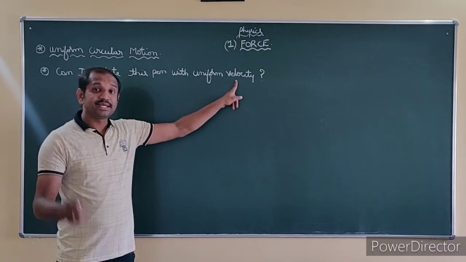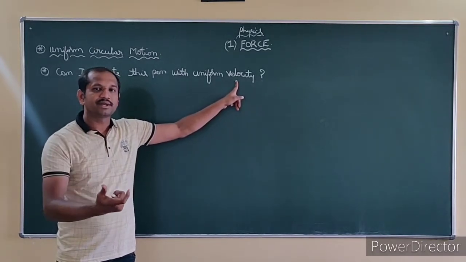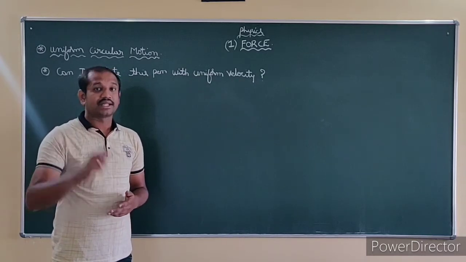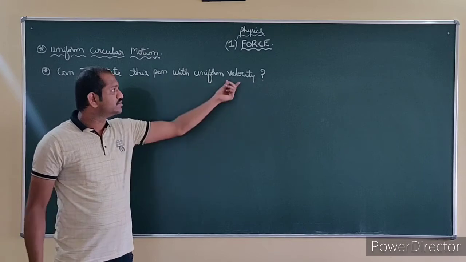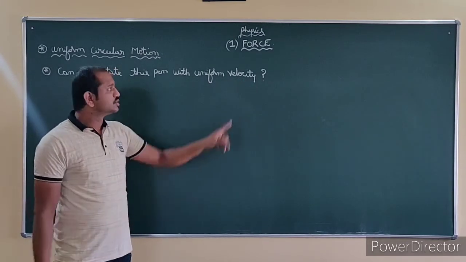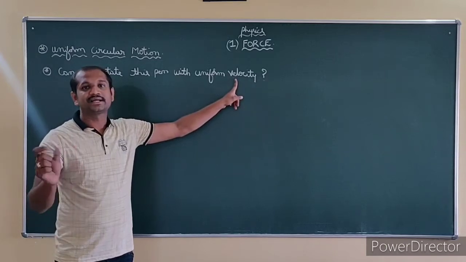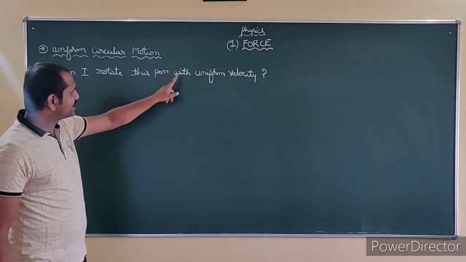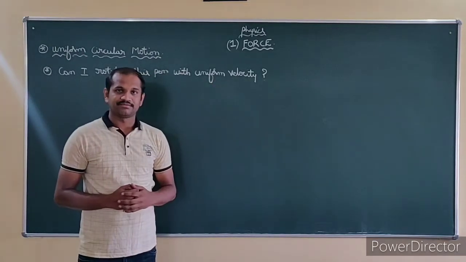Velocity is a vector quantity. What do you mean by velocity? Velocity is nothing but displacement by time. The rate of change of displacement with time gives me the velocity. So velocity has a direction and a magnitude. This is called a vector quantity. So now my question to you: can I rotate this pen with uniform velocity?